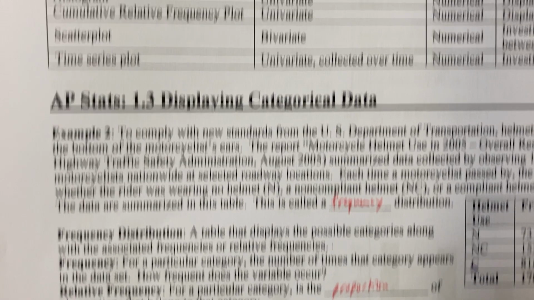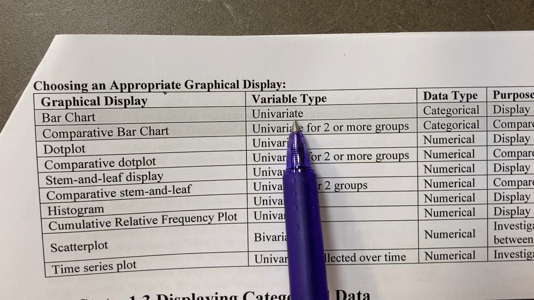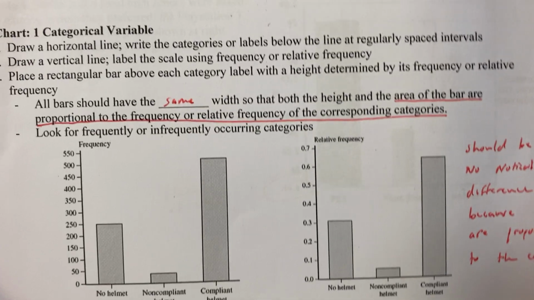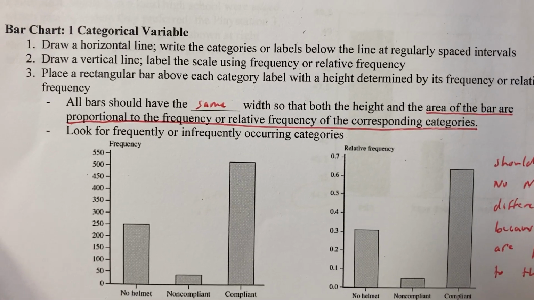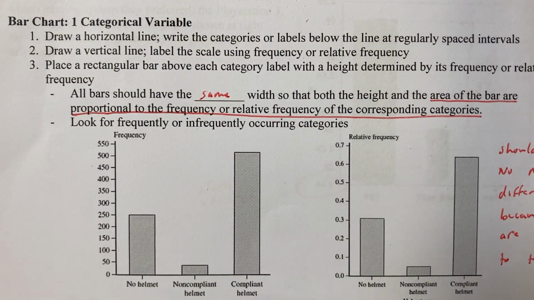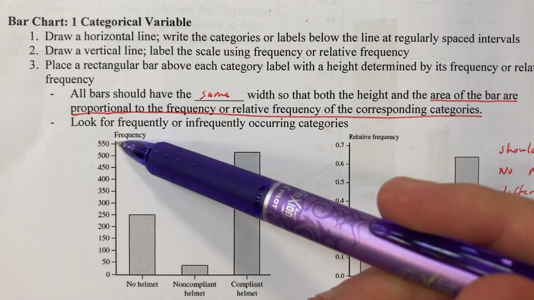If you can see up here on this chart, the first thing was a bar chart. It's for one variable, and we use it for categorical data, and the purpose is to display data. So here are some bar charts. First thing you want to do when constructing this is draw a horizontal line and label. We have no helmet, non-compliant versus compliant. Second thing you want to do is draw your vertical line.